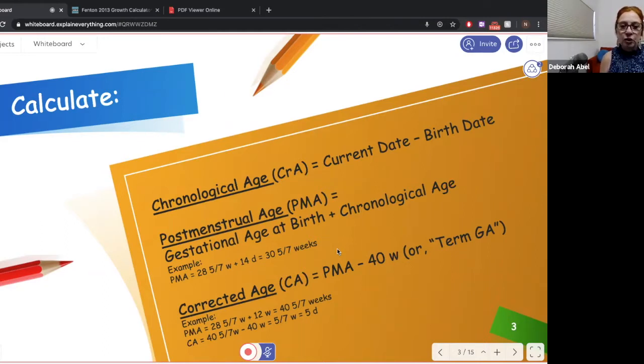The next term is corrected age, and this is postmenstrual age minus 40 weeks, the number of weeks that you would be if you were a term in gestational age. So here is an example of corrected age. It would be the PMA of 28 and 5/7 weeks plus 12 weeks. The baby was 12 weeks old, and that will equal 40 and 5/7 weeks. Now we need to correct for the prematurity, so we would take the 40 and 5/7 weeks minus that term infant of 40 weeks, and that would give us 5/7 of a week, or 5 days.